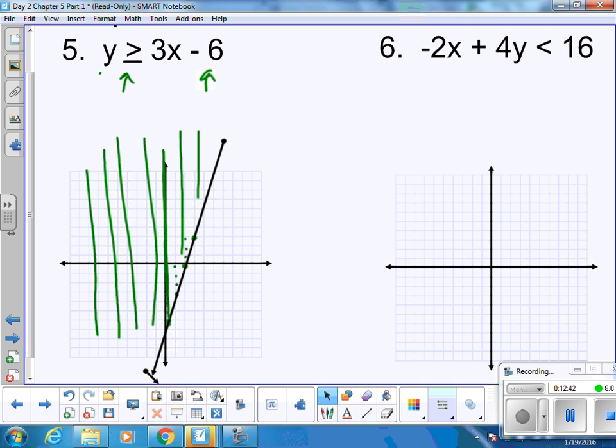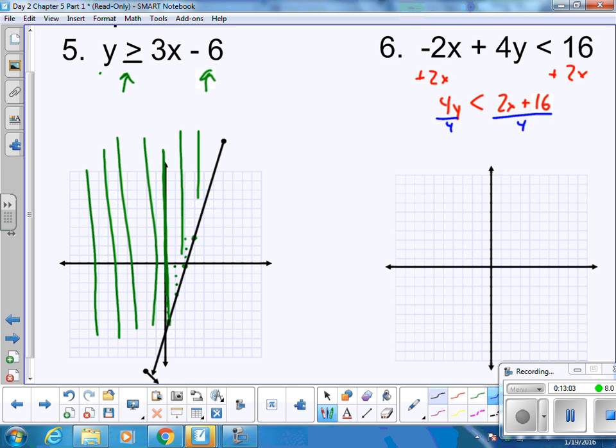Let's look at my second graph. I'm going to turn this into slope-intercept form so that I can use it. Plus 2x from each side, so I end up with 4y is less than 2x plus 16.